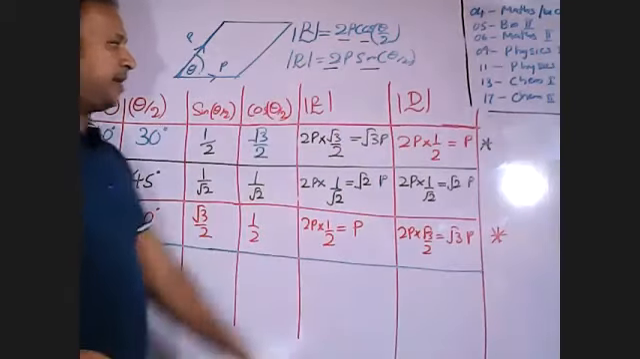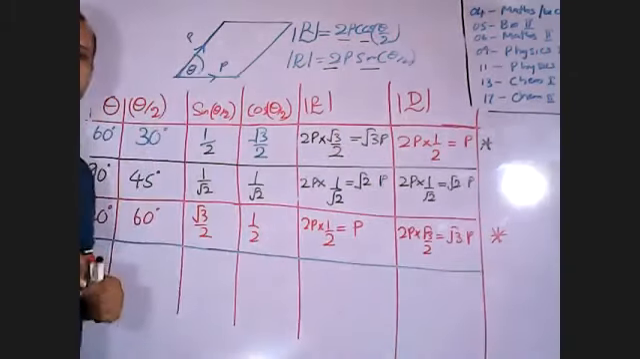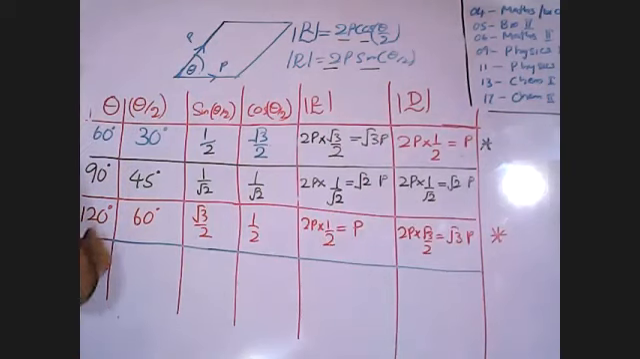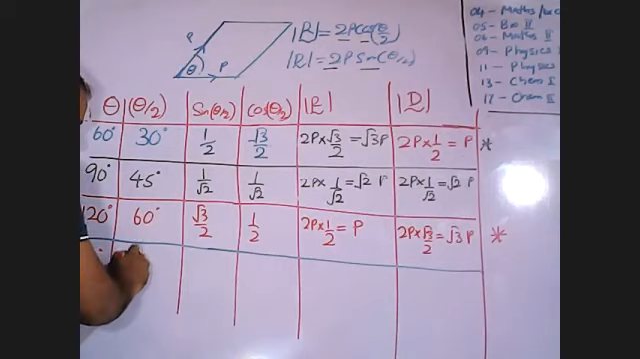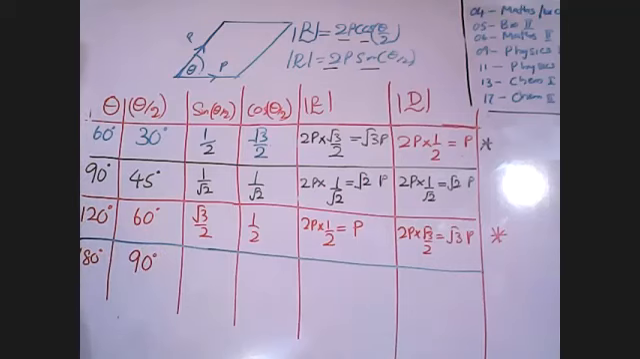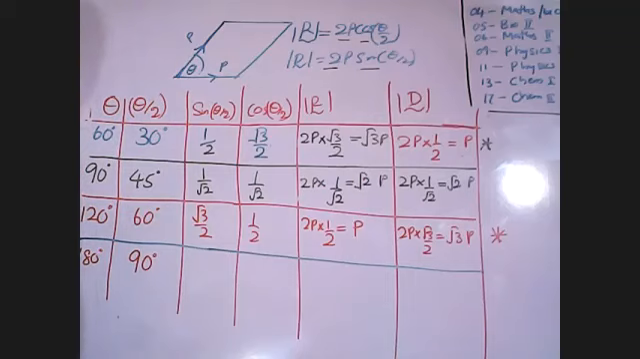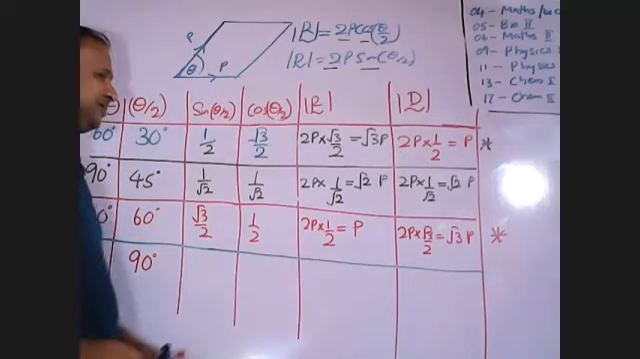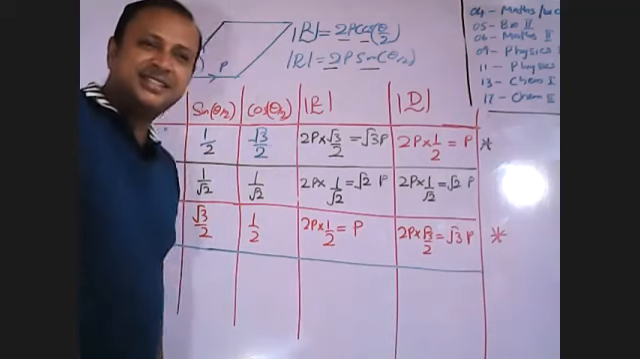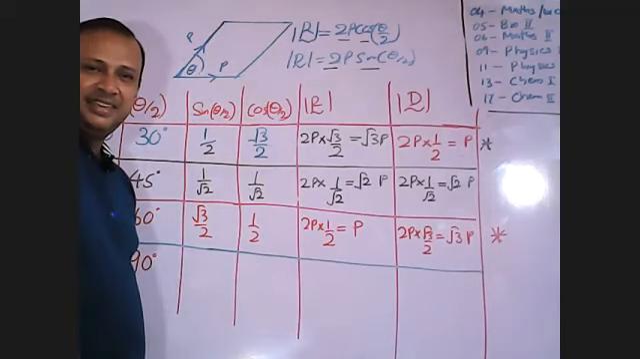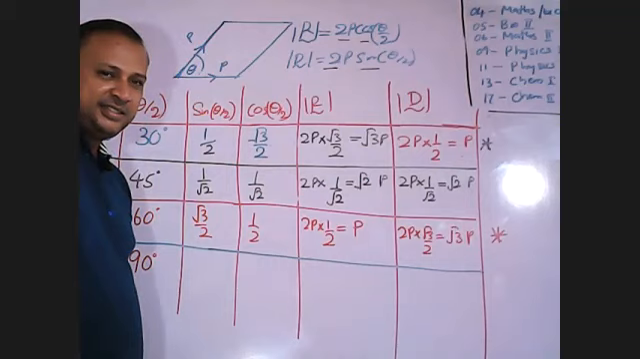That's why I put a star mark here. Then 180. If it is 180, theta over 2 means 90. Then what is the value of sin 90? Sin 90?